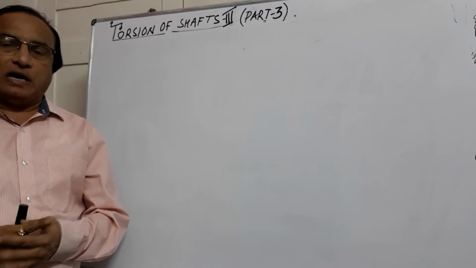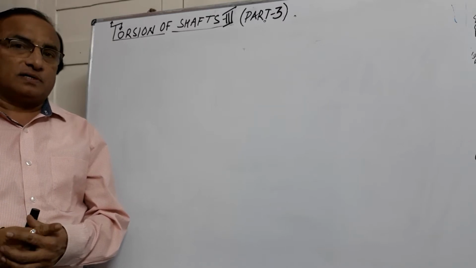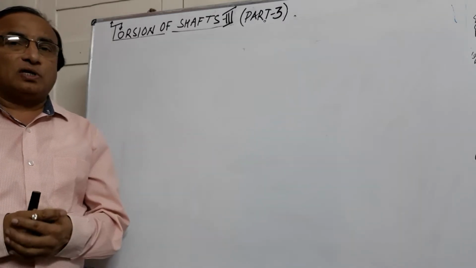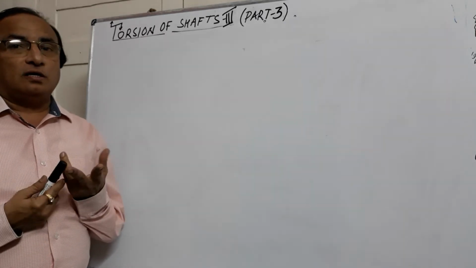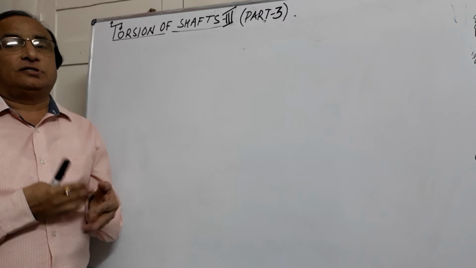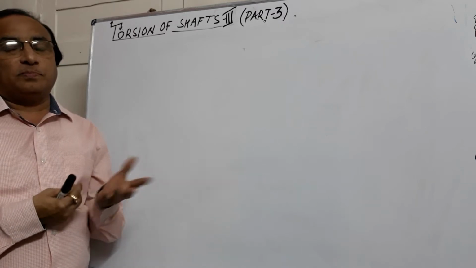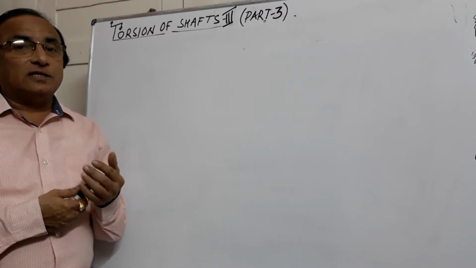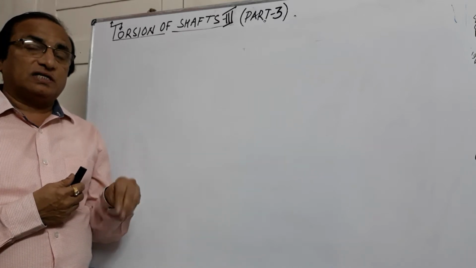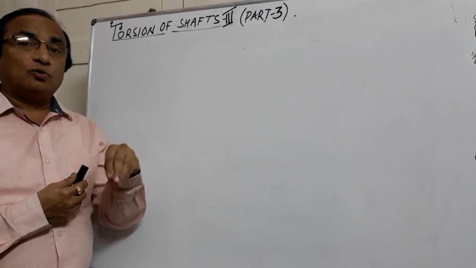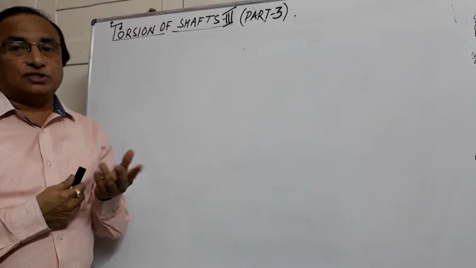In the last video we have seen in the torsion chapter, if the cross section or diameter of the shaft is given to you, you determine the torque based upon the maximum shear stress or based upon the angle of twist per unit length. Today we will see, if torque is given to you, and depending upon the condition of shear stress and the angle of twist, how to find out the diameter or cross section of the shaft.